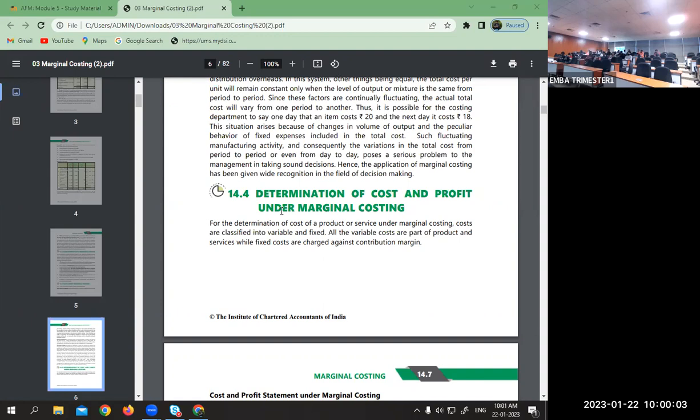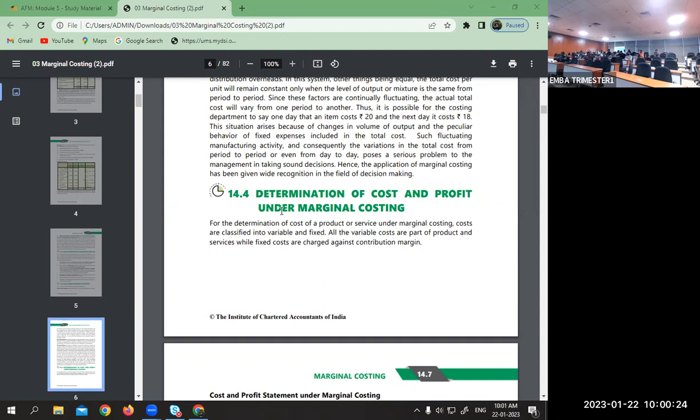Okay, that is what is called variable cost: it remains constant per unit. Then the third category is semi-variable cost. There are some costs which vary to a certain extent. I mean, they may remain fixed up to a certain extent. After that, they start varying based on the number of units produced.